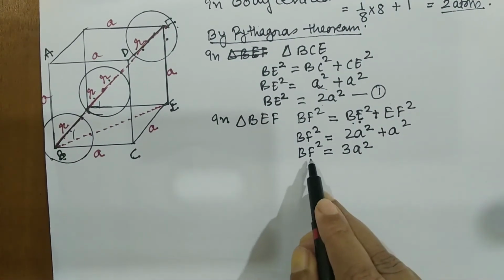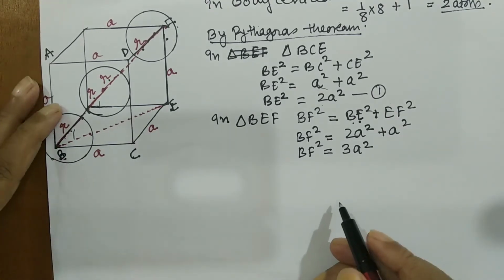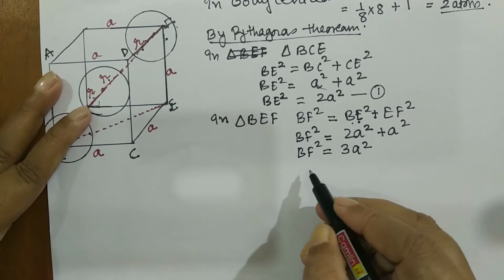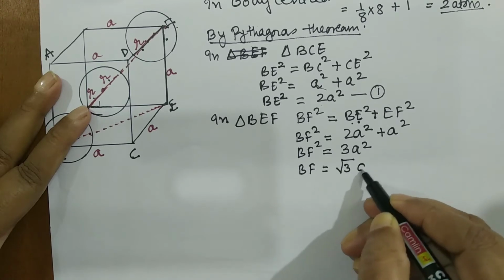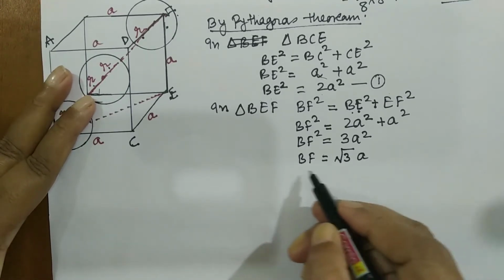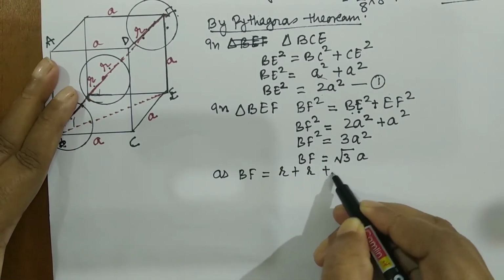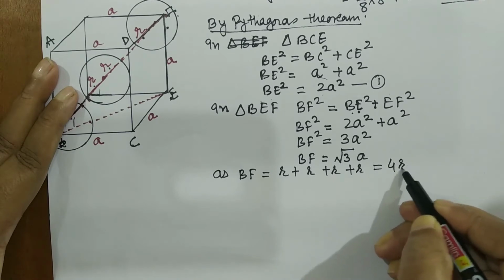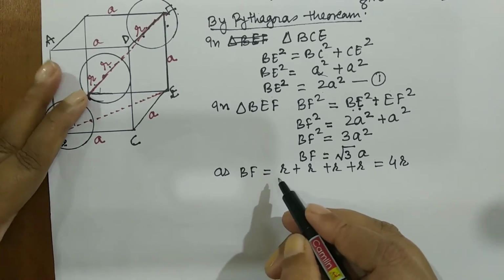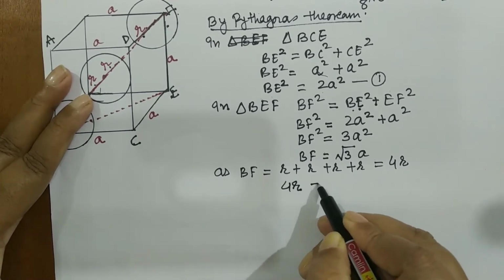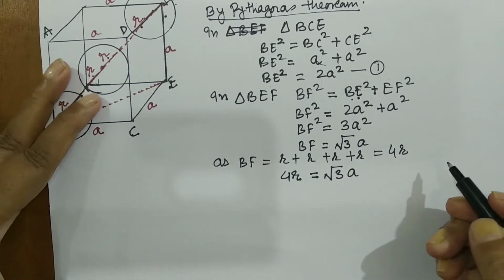So for that, first I will remove this square so that I can get BF, and then I can substitute. So let us try this now first. So what is BF equal to? BF is equal to under root of 3A. Now let us substitute BF is equal to R plus R plus R plus R, so that is 4R. Therefore, I will substitute this value in this equation. So what I get is 4R is equal to under root 3A. So I got this first equation.